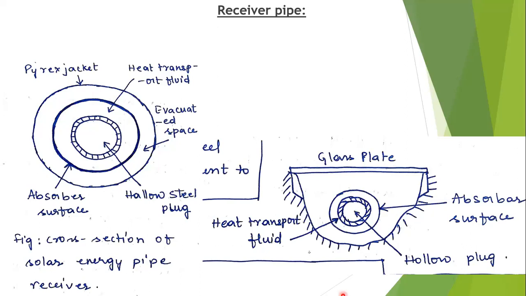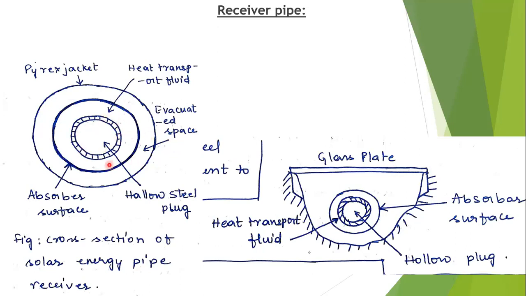So the space between the pipe and the jacket, this is the jacket and this is the pipe, is sometimes evacuated to reduce convection losses. This is the evacuated space. The diameter of the glass jacket may be about 5 centimeters and the diameter of the absorber pipe will be 3 centimeters. The space between the pipe and the jacket will be as little as 2.5 millimeters wide only.